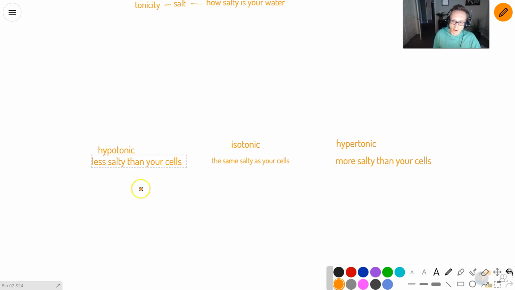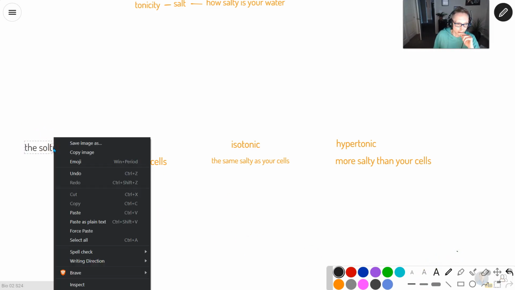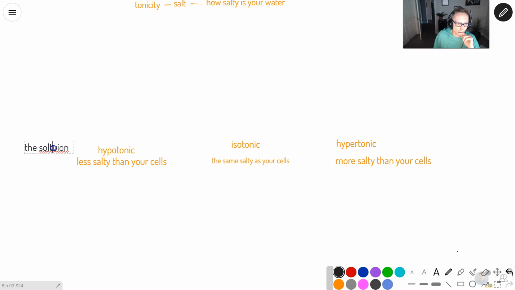Okay, so now we're talking about the solution. We're not talking about the problem, we're talking about the solution. You can talk about the tonicity of your cells too, and it would just be kind of the opposite, but I don't want to get too confusing here. Let's just stick with this. So the solution is hypotonic, isotonic, or hypertonic, depending on how salty it is.